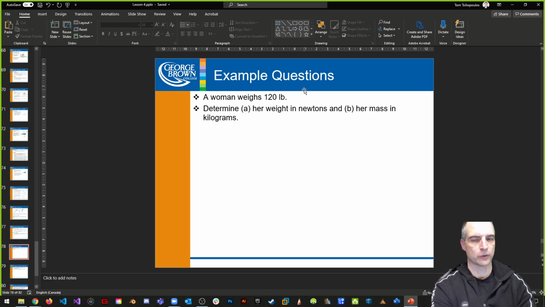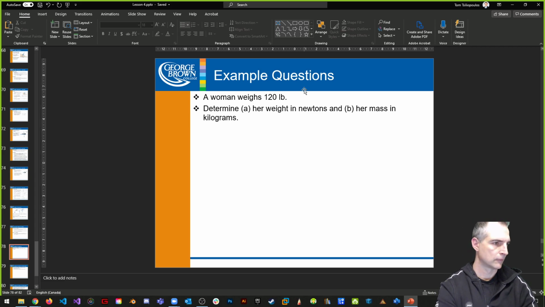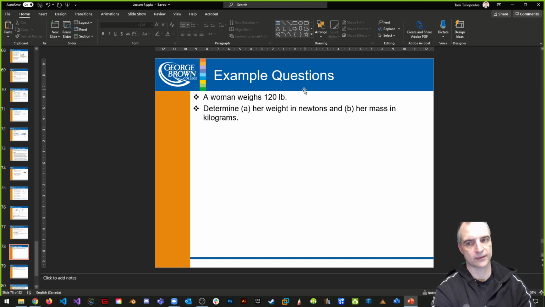Let's think about this. A woman weighs 120 pounds. Stop. What do we know about her weight in newtons and her mass in kilograms? How do we figure this out? Can someone help me out with this one? This is going to be on your test, something like this. I know it's a silly question, but what is her mass in kilograms? How do I find her mass in kilograms?